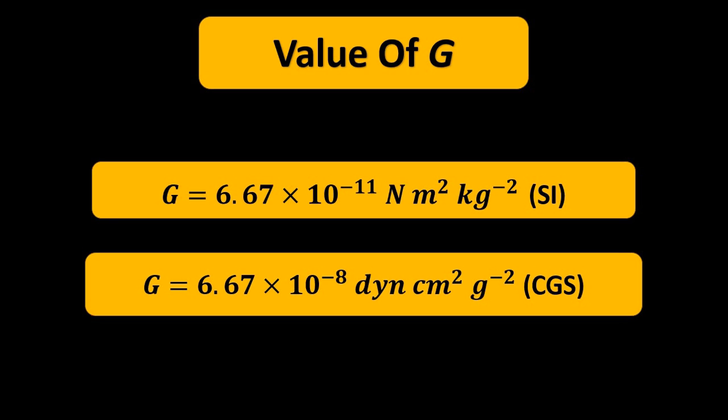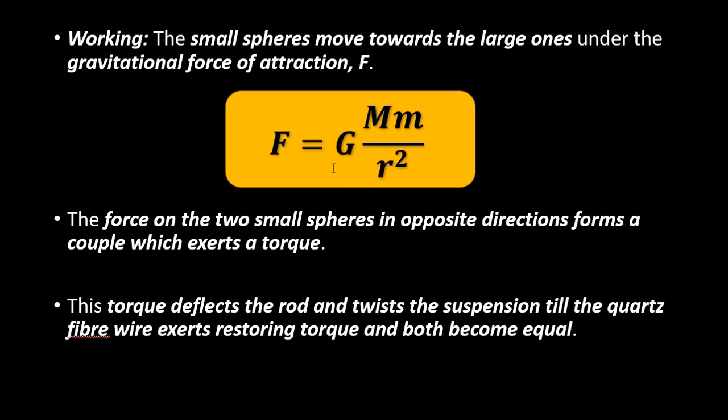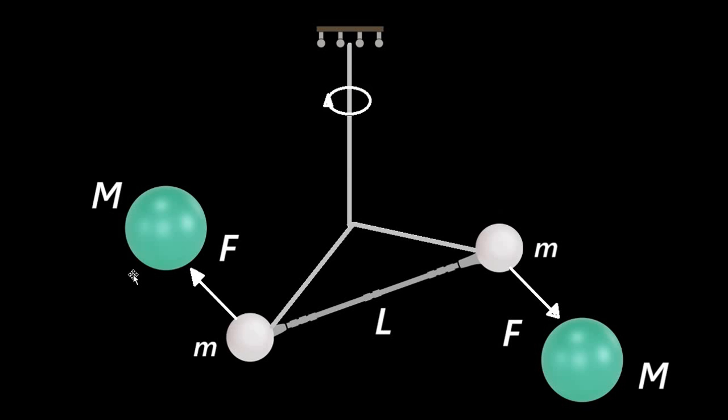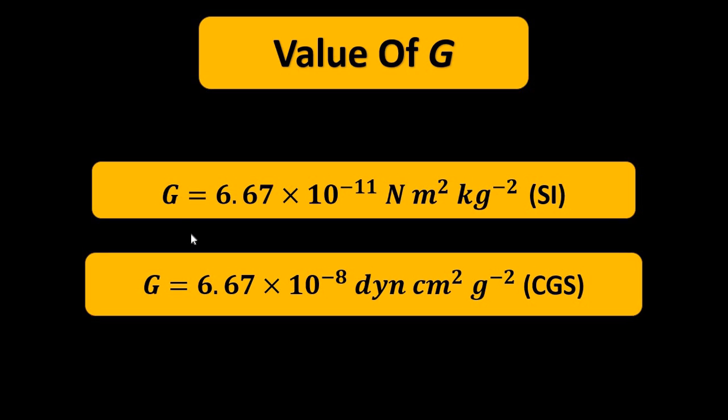Okay, so this is the experiment which was done. Again, the value is approximate. We can never get an accurate value, so this is the approximate value. Up to 2 decimal places here, 6.67. There are other values as well, but for now we'll just stick to this. 6.67 into 10 to the power minus 11 Newton meter square per kg square, or 6.67 into 10 to the power minus 8 Dyne centimeter square per gram square.